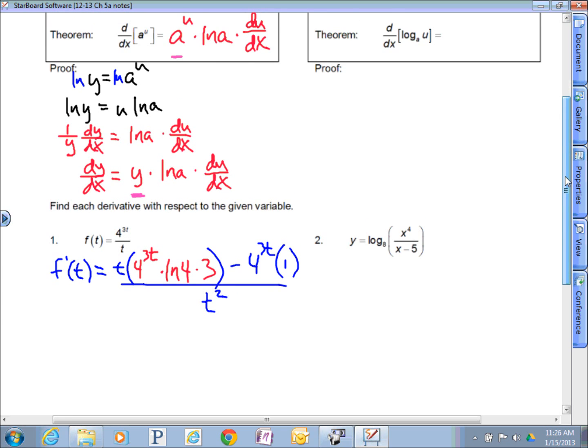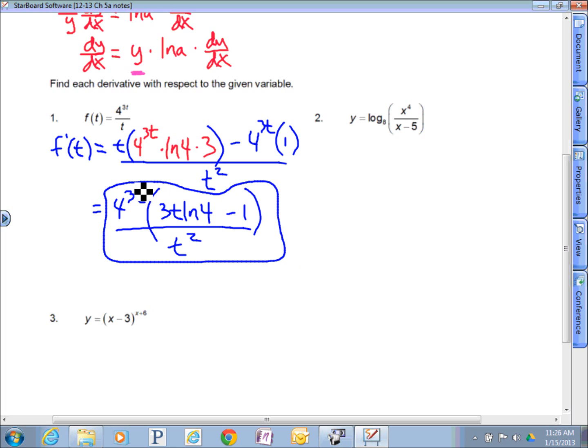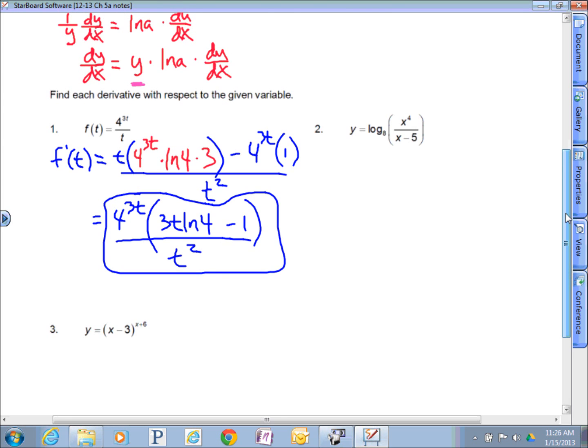Now, if we go to clean that up, we've done the derivative, that's the part that's going to give people the most trouble. Now, what could you do to clean it up? Really not much. I guess you could factor out a 4 to the 3t power. And if you did that, you'd have a 3t natural log of 4 minus a 1 over the top of a t squared. So there's your first one where you did the derivative of an exponential function that didn't have an e as the base. Now my advice would be, every chance you have to make it have an e as a base, take it.